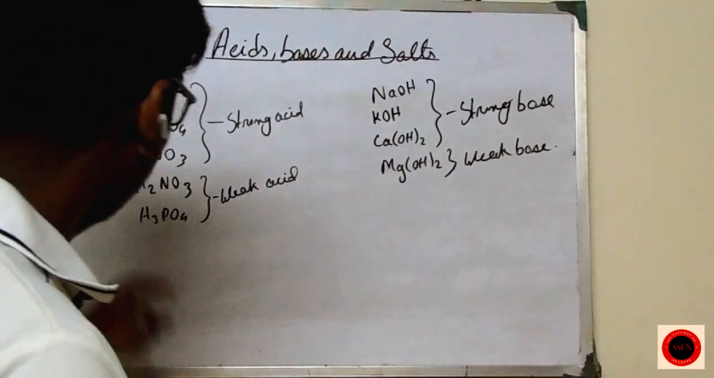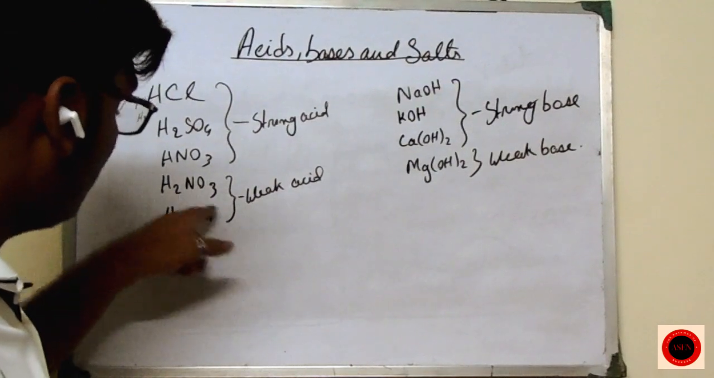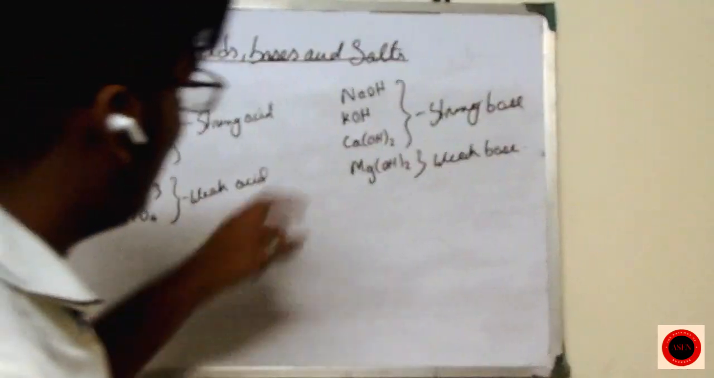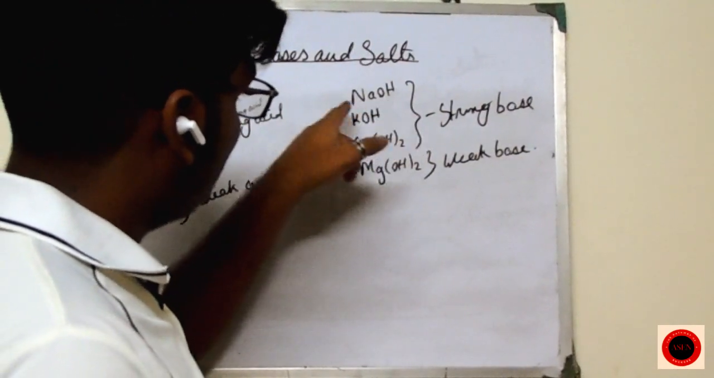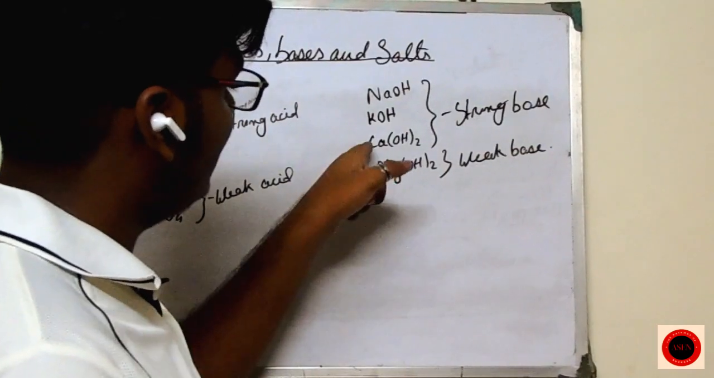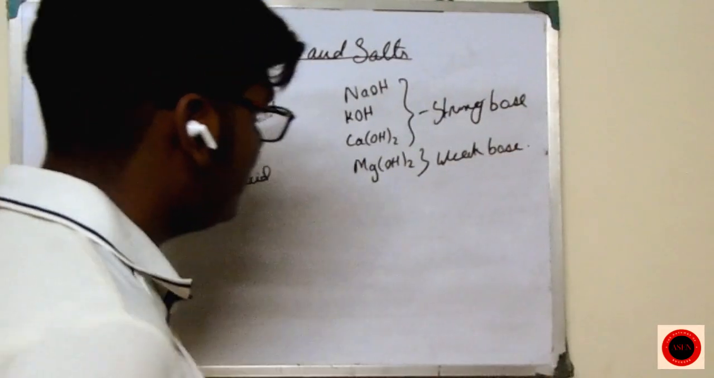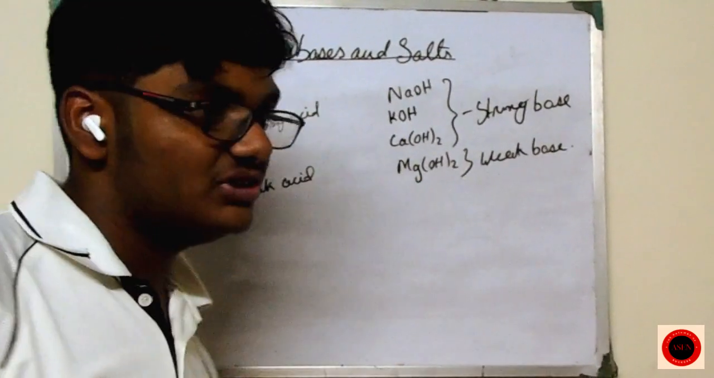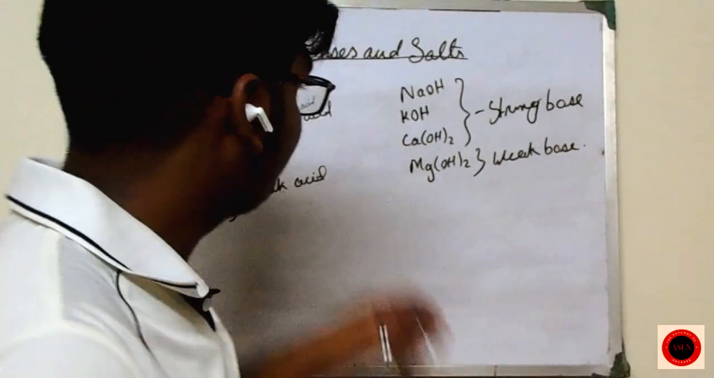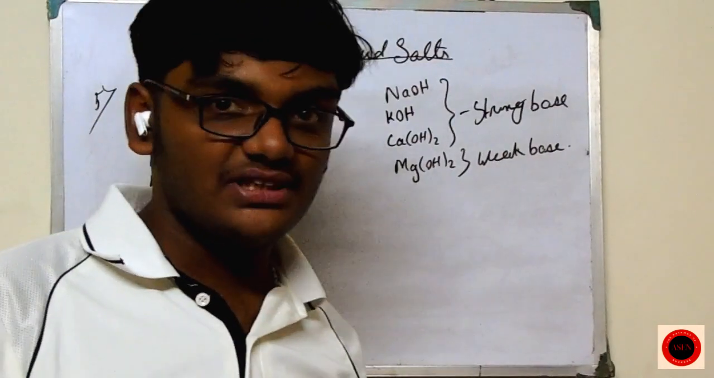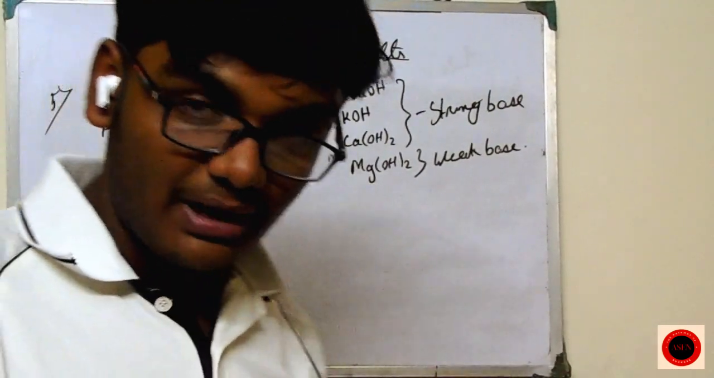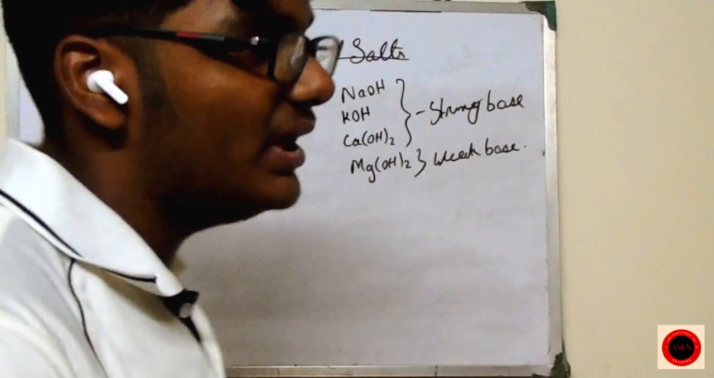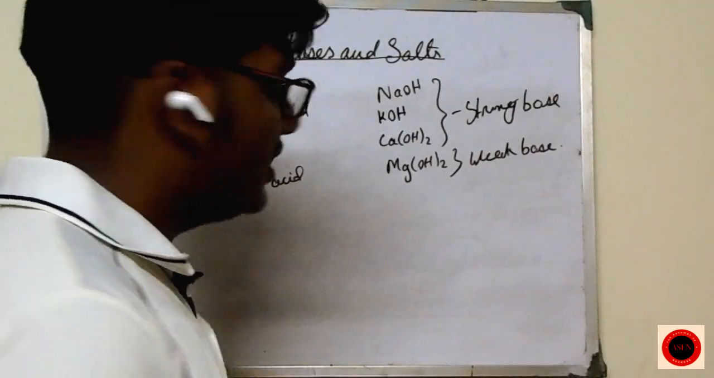Please note down in your copy. And H2CO3, carbonic acid, H3PO4, that is phosphoric acid. These two are weak acid. And in base section, NaOH, that is sodium hydroxide, potassium hydroxide and calcium hydroxide are strong bases, and magnesium hydroxide is weak base. That is, magnesium hydroxide contains less OH minus ions. And in the acid section, these 3 contain more H plus ions and these 2 contain less H plus ions.